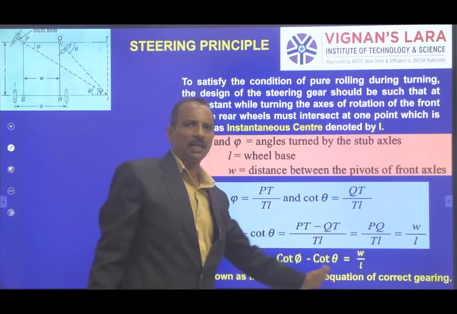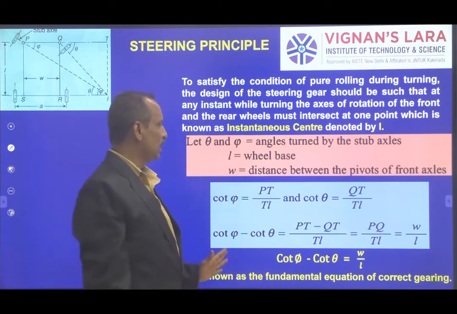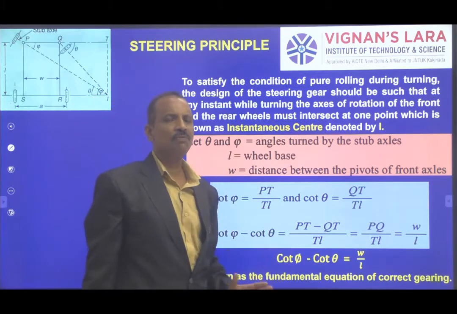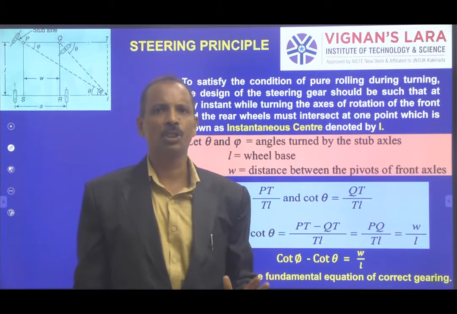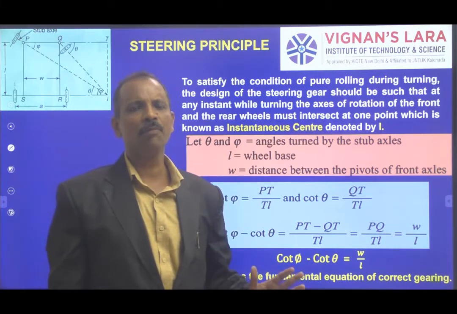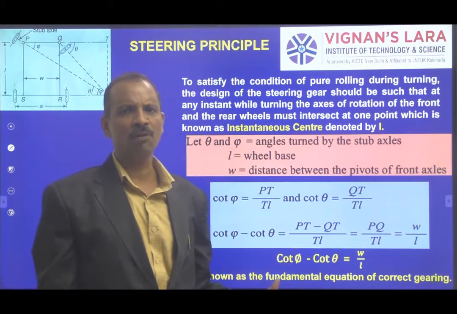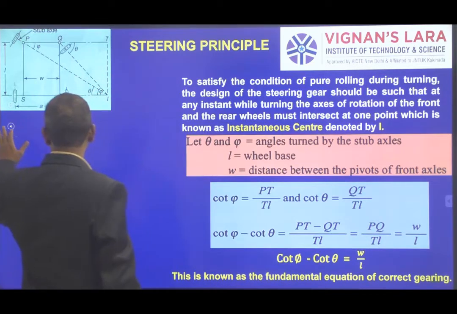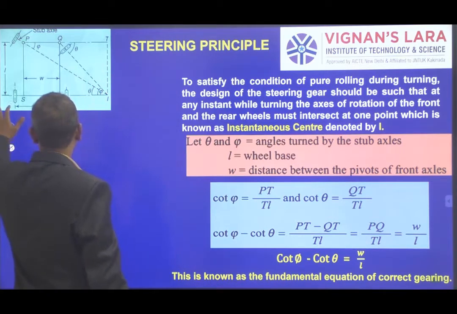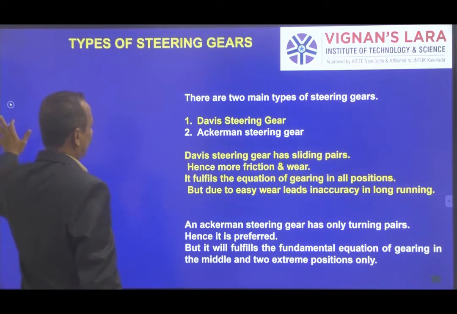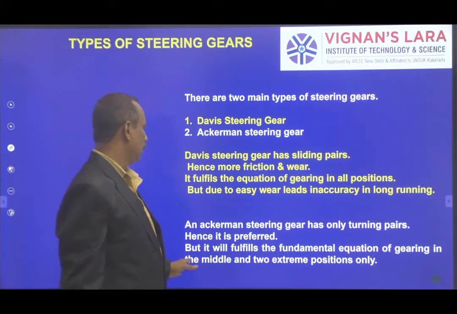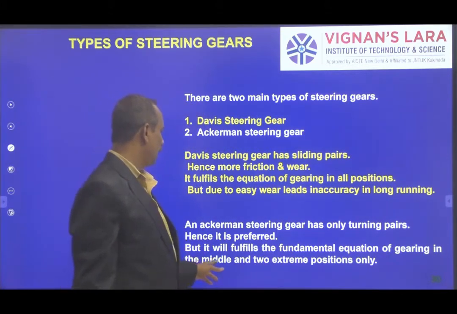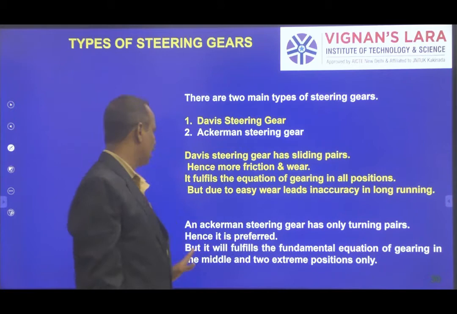In the case of Davis steering gear, for any orientation of the wheels, this is fulfilled correctly. Whereas in the case of Ackerman steering gear, this will be fulfilled only at three positions, that is the extreme positions of left and right and the middle position. We discussed that in the last lecture, and it is stated here: the fundamental equation of the gearing is fulfilled only in the middle and two extreme positions.